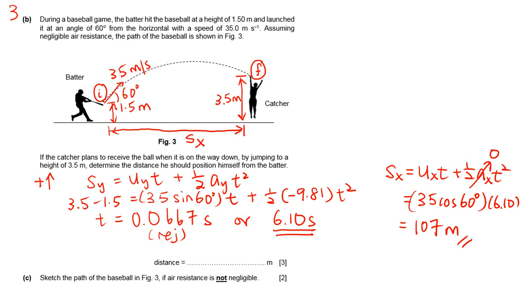For part C, you need to sketch the path of the baseball if air resistance is not negligible. So in this case, if air resistance is significant, the ball will experience air resistance on its way up, and hence it will not be able to reach the same height as before. So the maximum height should be reduced. And horizontally, the baseball will also experience air resistance. Horizontally, the baseball will not be able to move as far as it wants to. Hence, the path will look like this.